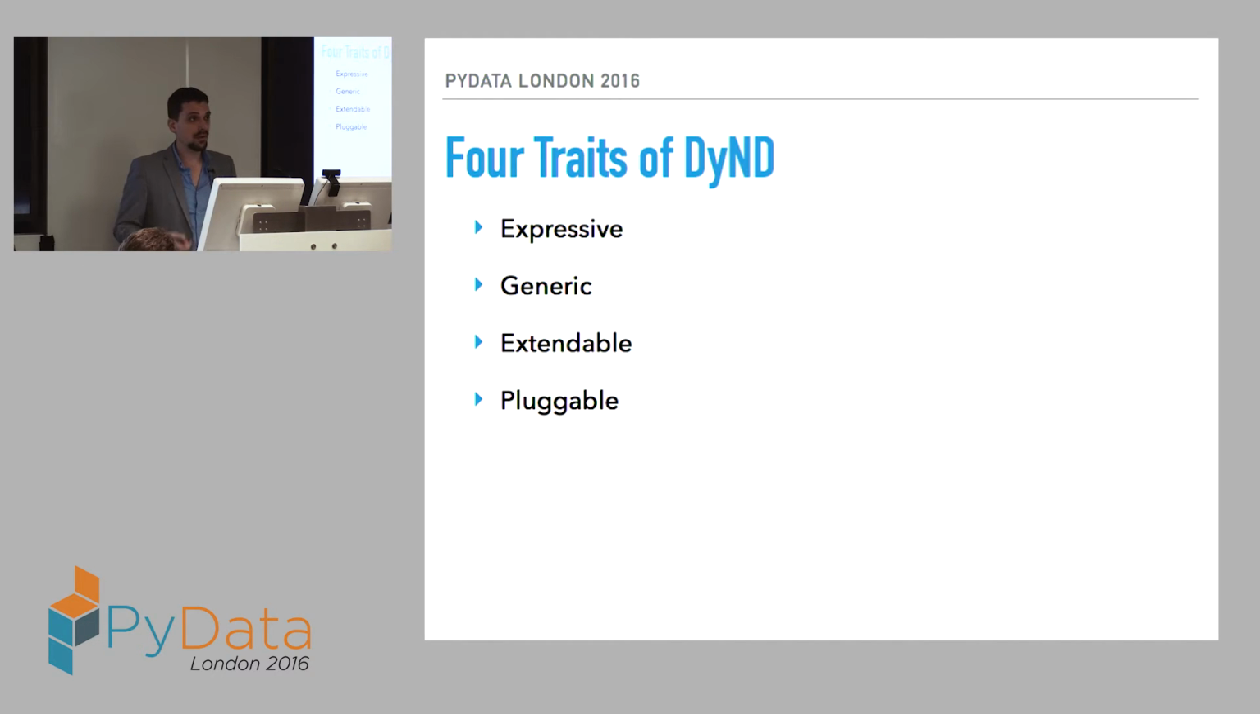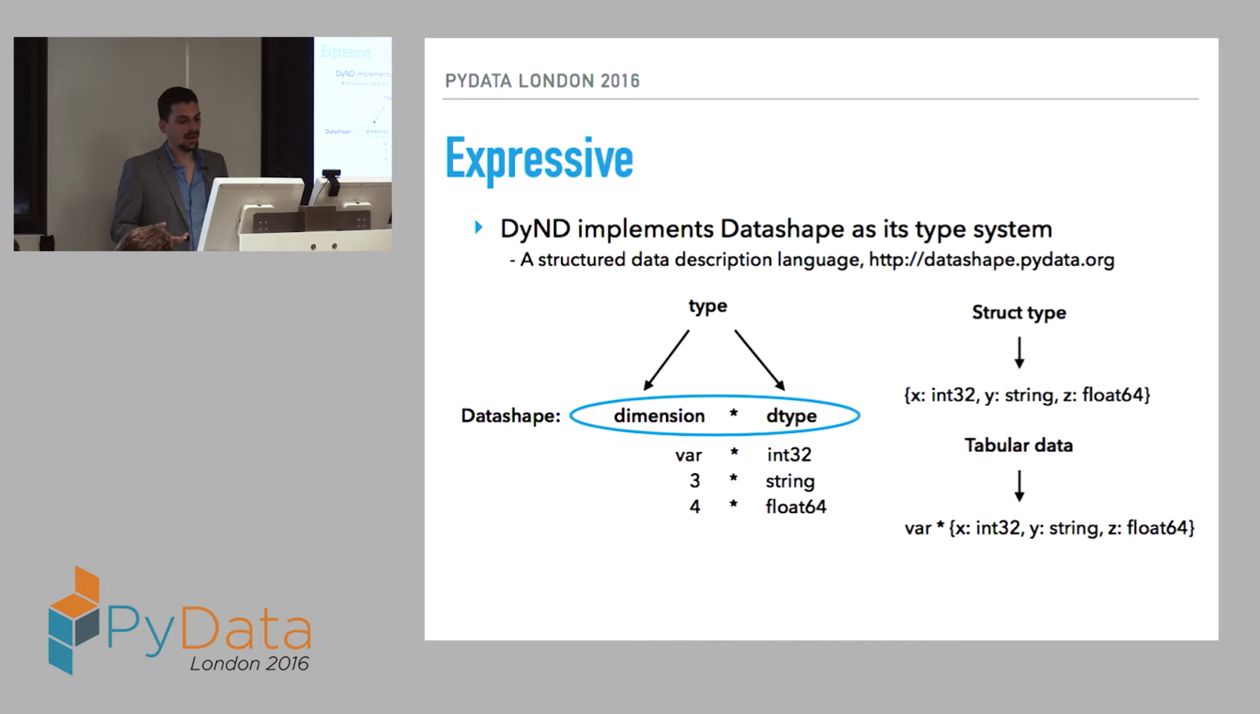So 4 general traits of DyND that I'm going to talk about a little bit: I feel DyND is expressive, generic, extendable, and pluggable. And I'm going to give you specific examples of how it is so. So, expressive. Actually, Travis had a very similar slide here. DyND's type system is something called datashape. And datashape is actually the type system shared across most of the Blaze ecosystem with Continuum and various other projects.